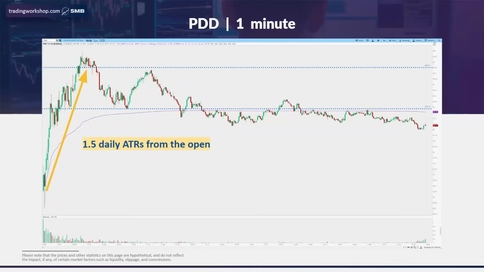Here's another example from yesterday. PDD had earnings, and this was a day one earnings, and this exploded off the open on a lot of volume.